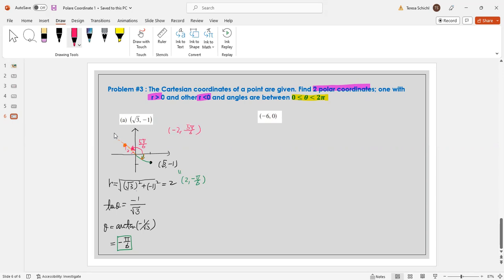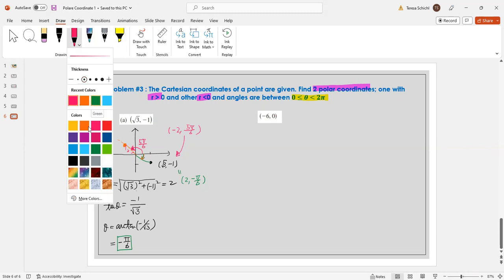So remember, if we swing to here, this is the opposite. If it's 2, then this one will be negative 2. So this is one point I can do. Now let's take a look at another one. For the other one, because they want the positives, I can use a different color here.